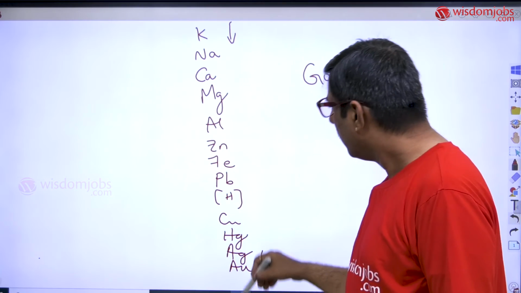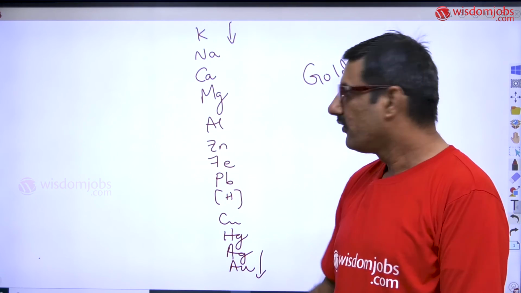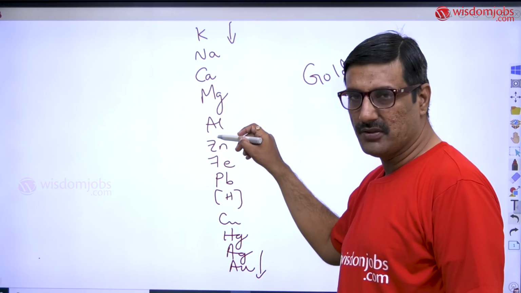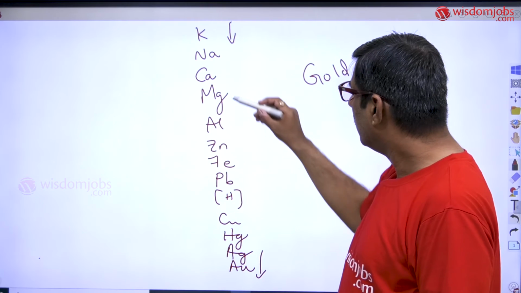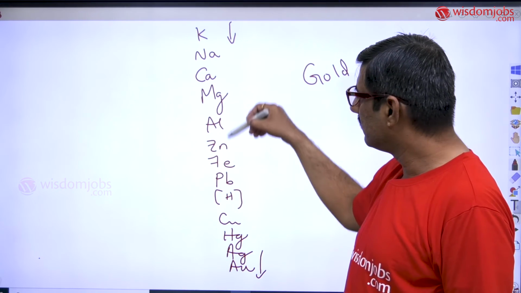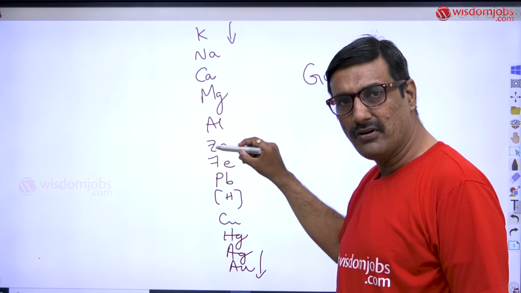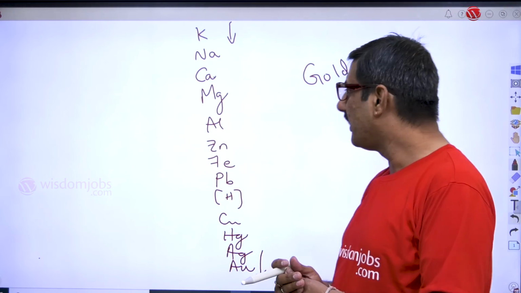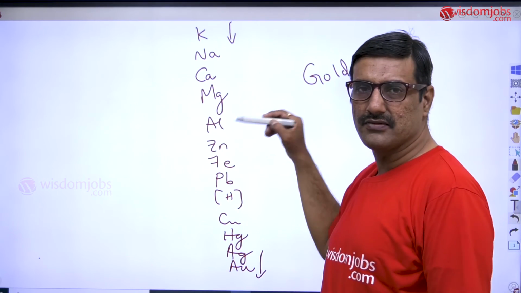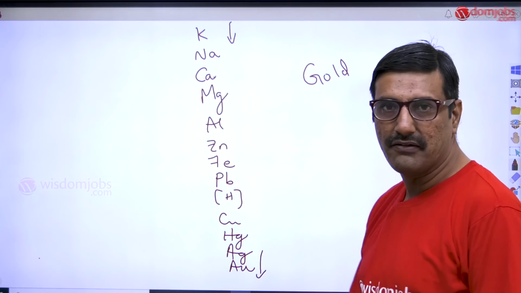In this order, for example, if I have magnesium and aluminum compounds, magnesium is more reactive than aluminum, so magnesium displaces aluminum. Another example: if calcium and zinc compounds are reacting, calcium displaces zinc from the zinc compound and a calcium compound is formed. In this way, one metal will replace the other metal in this order. This is the order of reactivity.